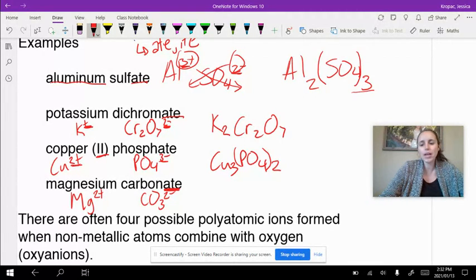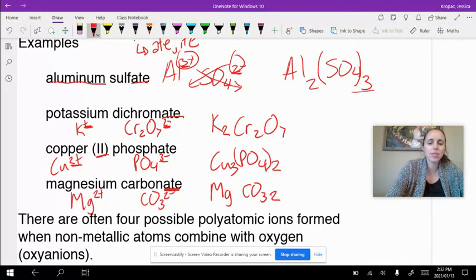You would then go ahead and cross over those charges. So the 2 for magnesium would come down here, and the 2 from carbonate would come down here. But remember, we reduce when we can. Since these charges are the same, since they're both 2, they're going to reduce, they're going to cancel out, and we're just going to be left with MgCO3. So the chemical formula for magnesium carbonate would be MgCO3.